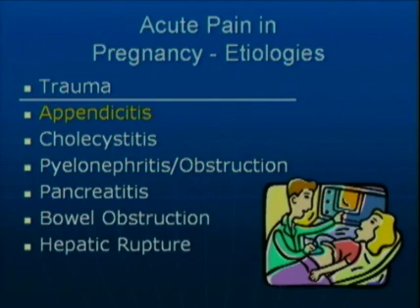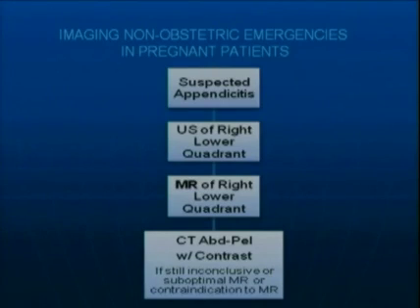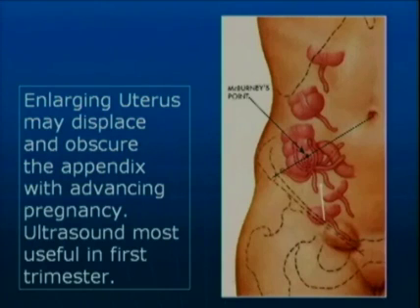Other potential etiologies. So non-traumatic etiologies, always appendicitis is at the top of the list. Suspected appendicitis, we try with ultrasound, but eventually we may have to go with MR, and we try to avoid CT. Why do we have such a problem with ultrasound?